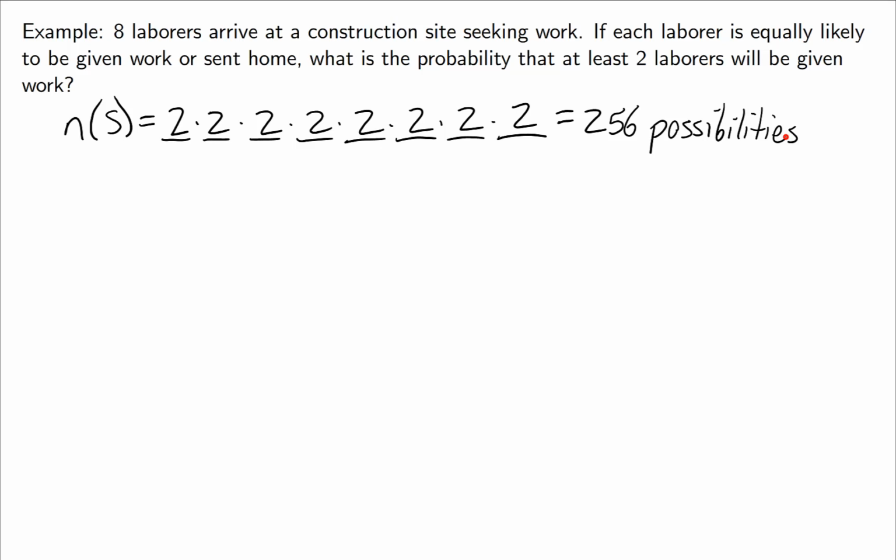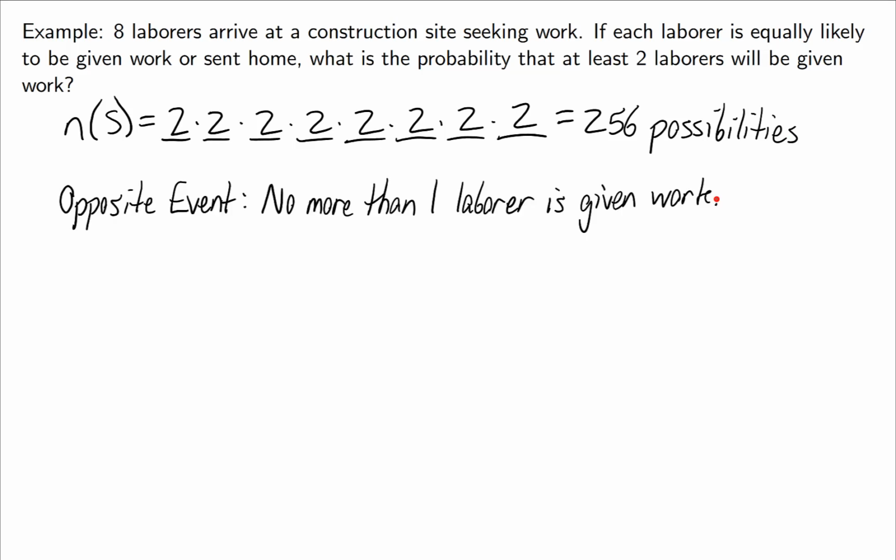Now let me talk about opposites for a minute. The opposite event is sometimes known as a complement. Basically, whenever you see that you've got all these cases of 2, 3, 4, 5, 6, 7, 8, it's easier to just say, well, let's look at the opposite of no more than 1. If no more than 1 is given work, that's the opposite case. If we could count that, we could subtract it from the 256 to find out what we're doing for at least 2. So now let's break that up into 2 pieces.